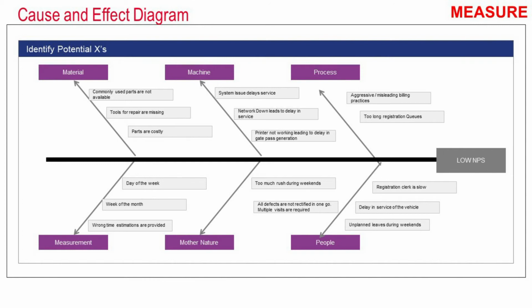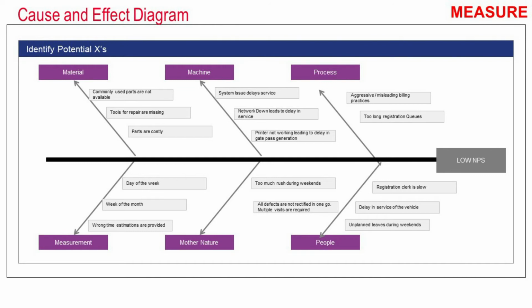There are multiple visits which are required. So this leads to dissatisfaction of the customer and hence a low NPS score. Under mother nature, there is too much rush during weekends. That is natural, because people are on leave on weekends and that is why they come for their service. And under machine, they had system issues which delay the service. They had network down as a problem which delays the service.